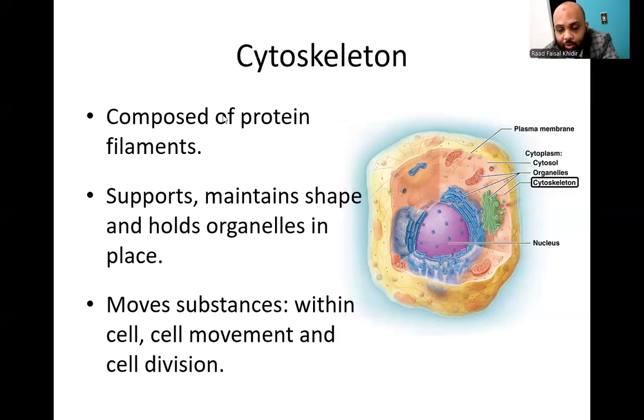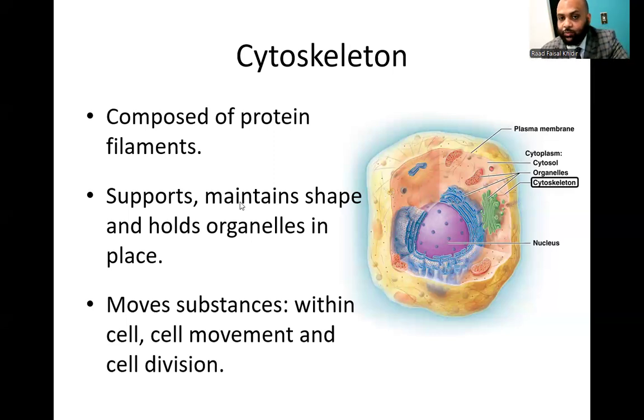The cytoskeleton is composed of protein filaments, and it supports, maintains the shape, and holds the organelles in place. It moves the substances within the cell, and it is involved in cell movement and cell division. The cytoskeletal proteins like the centromeres and the asters radiate from the polar sides of your cell and they attach to the chromosomes, and they are the ones who pull the chromosomes apart. So these cytoskeletons are important to help the cell move, locomotion, to help the cell crawl to sites where there's chemotaxis.